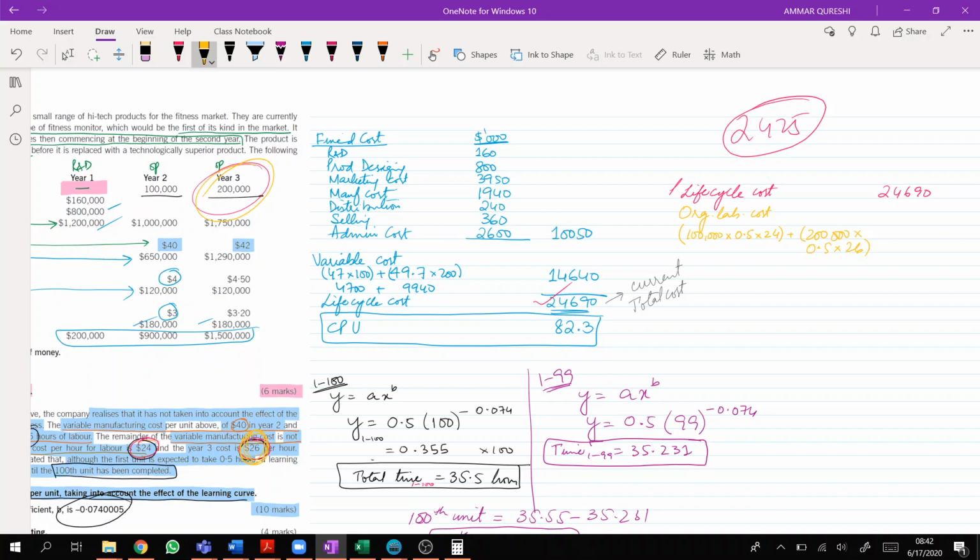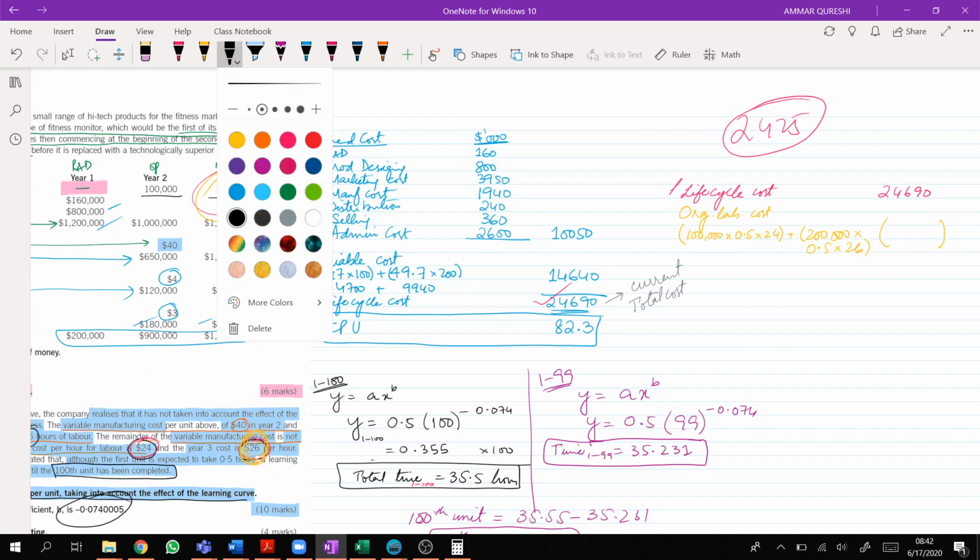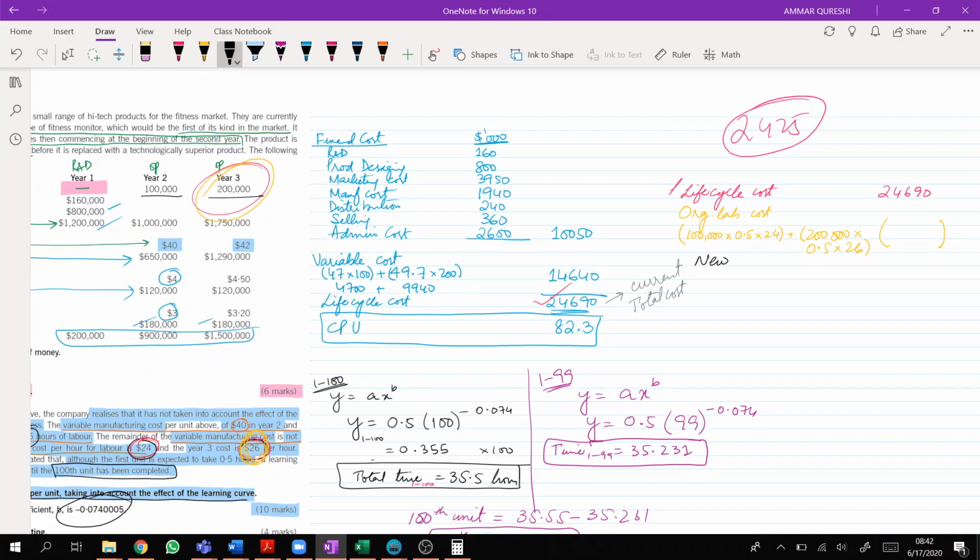So we have to deduct this figure, right? And what we have to add here is the new labor cost. Not new, it's better to use revised labor cost, which is 2425, right? So this will be the revised life cycle cost of the product, the total revised life cycle cost of the product.